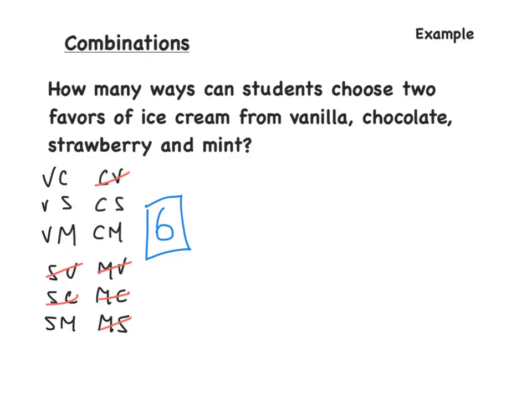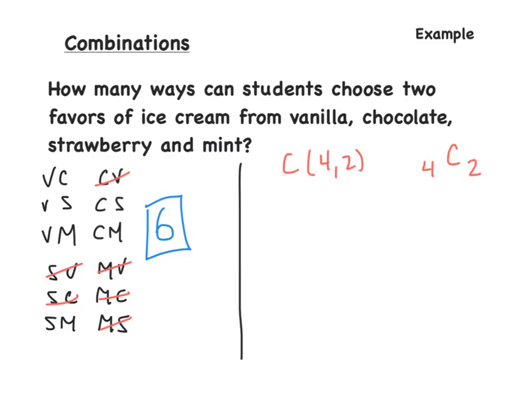Now, this is one way of doing it, is just drawing it out, canceling out whichever ones there are. If you want to write this, it can be written as C(4, 2), or it can be written as 4C2. This means there are 4 possible options and you're only going to choose 2 of them.